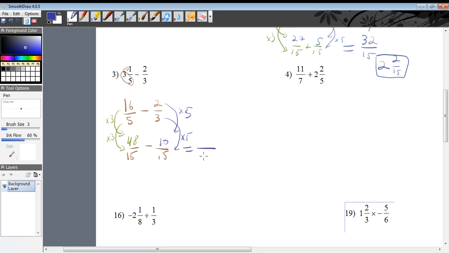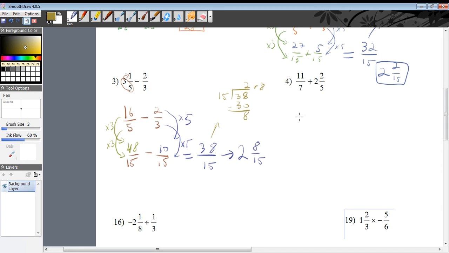And now once I subtract those, I'll have 38 over 15. That's the 48 minus 10. And as a mixed number, it's going to be 2 and 8/15. Once again, showing that division up here: 15 goes into 38 2 times. 15 times 2 is 30. Subtract, so it's 2 with a remainder of 8.